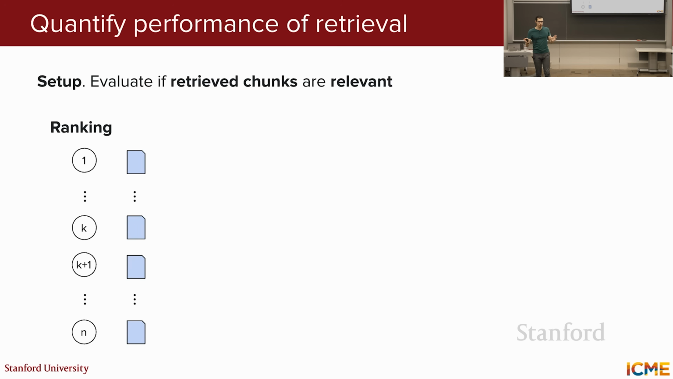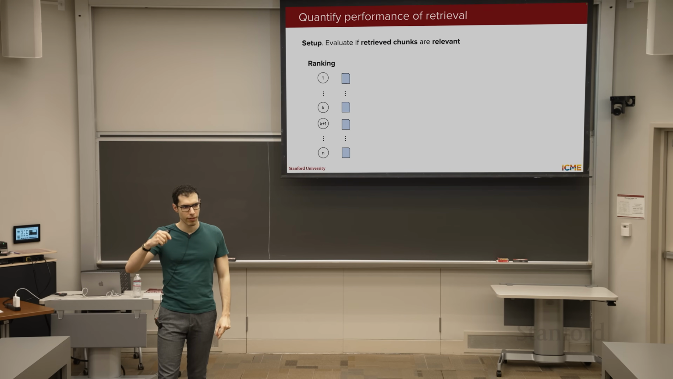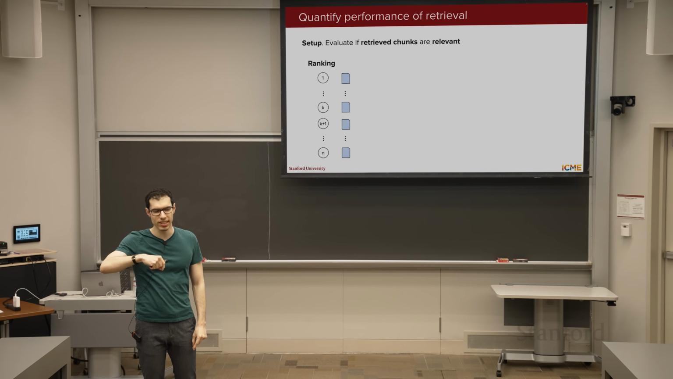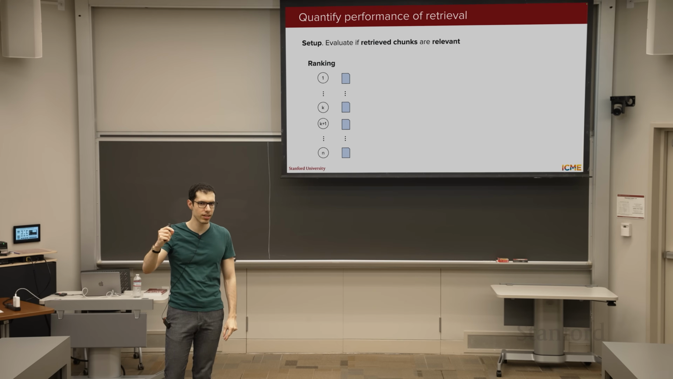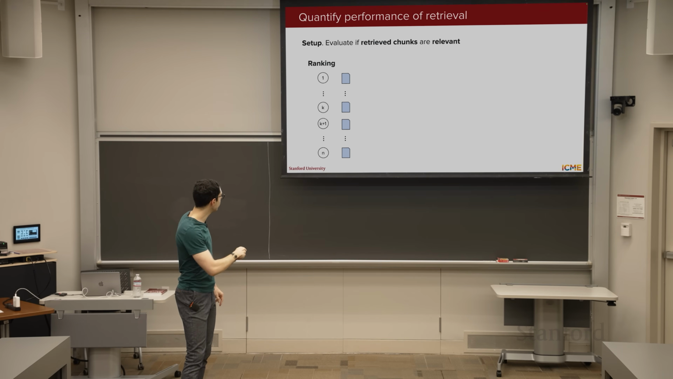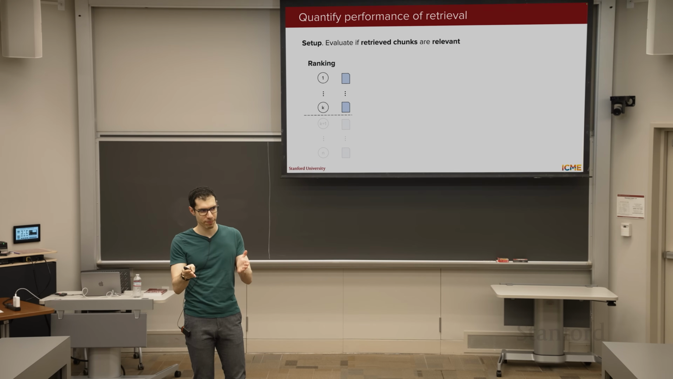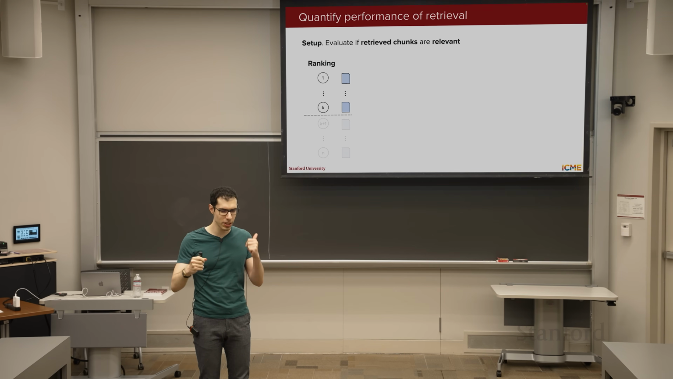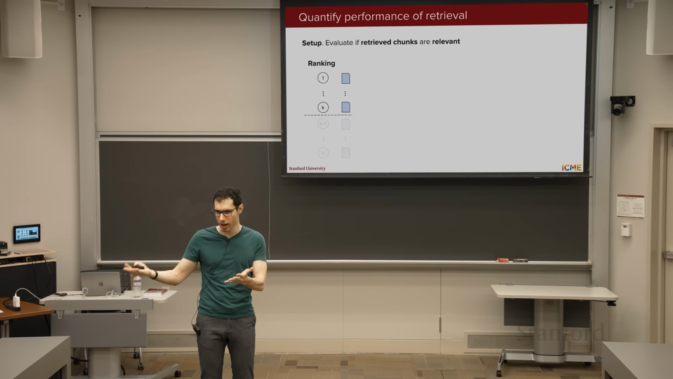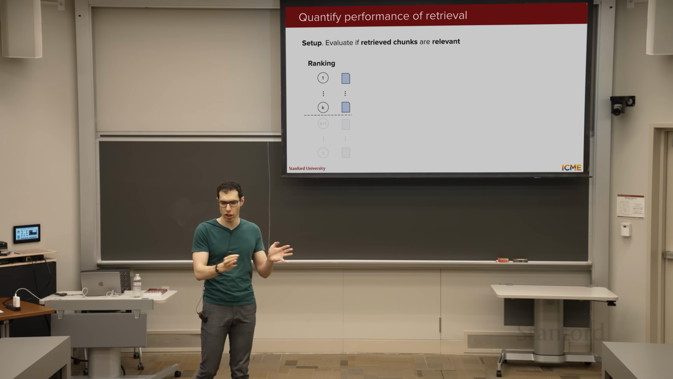When it comes to ranking, you need to somehow incorporate the information of how high in the ranking you've put stuff. So let's suppose that you have ranked these n chunks from most important to least important: first, second, third, and so on and so forth. And you only care about the first k, because in the RAG setting, you typically retrieve the top k that are relevant, and you put all of these top k in your prompt.